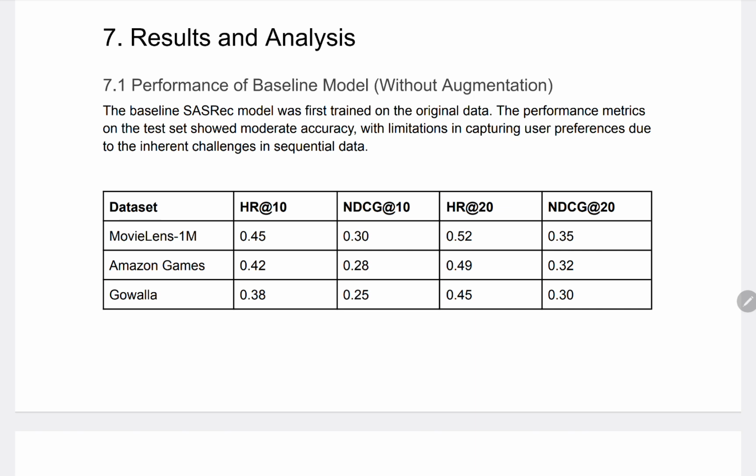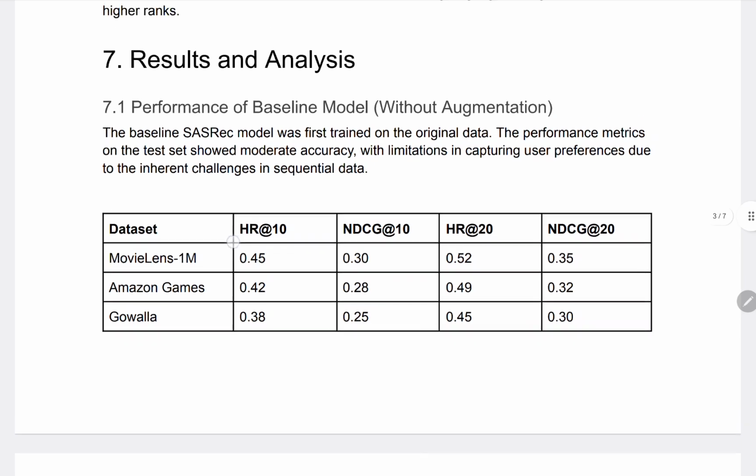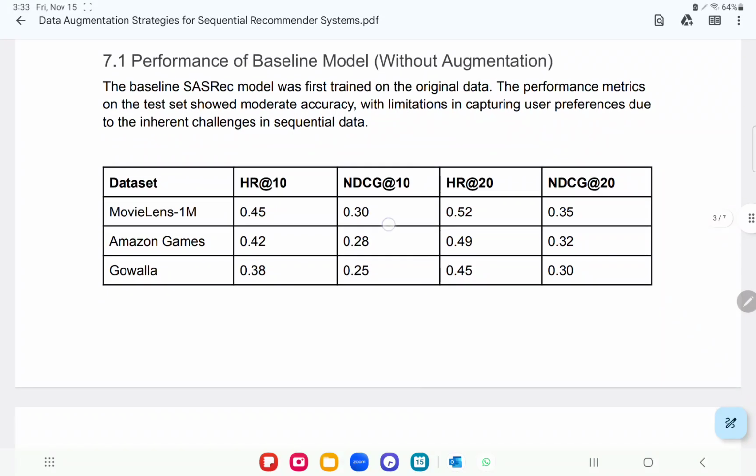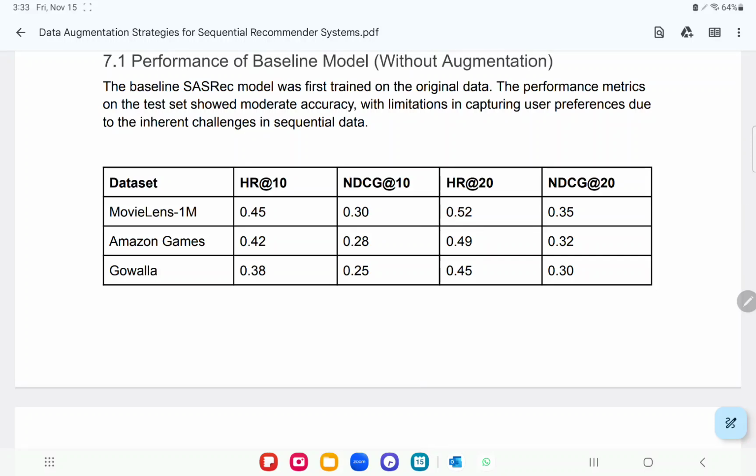Here's a breakdown. On MovieLens, HR@10 was 0.45, meaning the correct item appeared in the top 10 recommendations 45% of the time, and NDCG@10 was 0.30, indicating room for improvement in ranking accuracy.